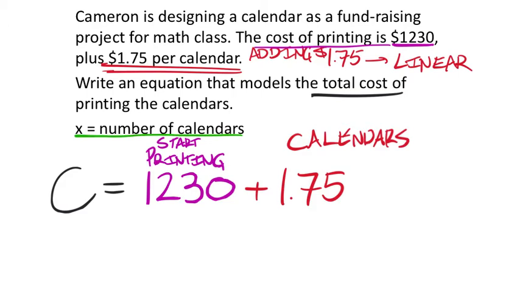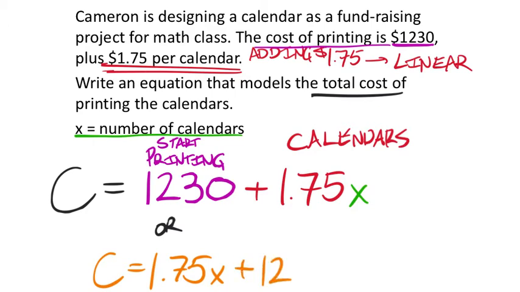But if I just wanted the cost of the calendars, you take 175 for every calendar and then times it by number of calendars. And this is the equation we're looking for. Of course, you could just write it in slope-intercept form, which is what we've been doing. That'd be C equals 175x, right, with a slope of 175, and then plus the 1,230 bucks. Either one of these work.